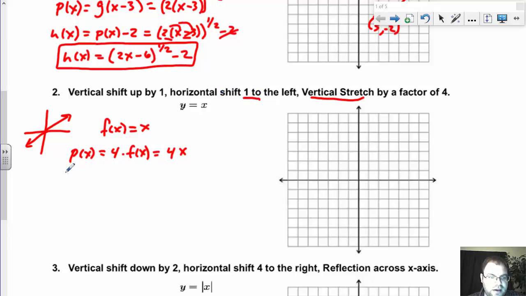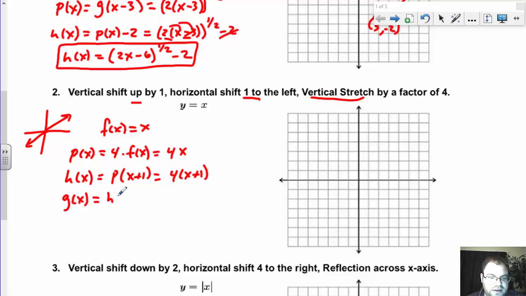So the horizontal shift, we'll apply that next. That's 1 to the left, so I'm going to say h of x is going to equal p of x plus 1. That's a shift 1 to the left. And what that's going to give me is, in fact, 4 times x plus 1. Since p of x is 4x, then p of x plus 1 is 4 times x plus 1. That's pretty obvious.